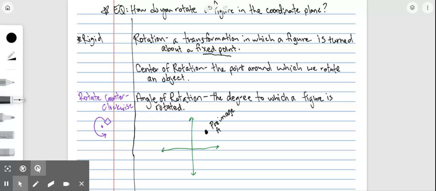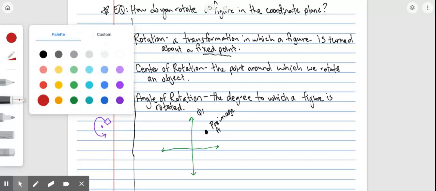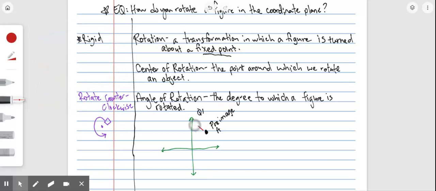So if pre-image A is in quadrant 1, this is Q1, then when you rotate around the origin in a coordinate plane, you can rotate three or more degree measures. So the first rotation that you could create is a 90-degree rotation, which will end your coordinate A prime in the second quadrant.